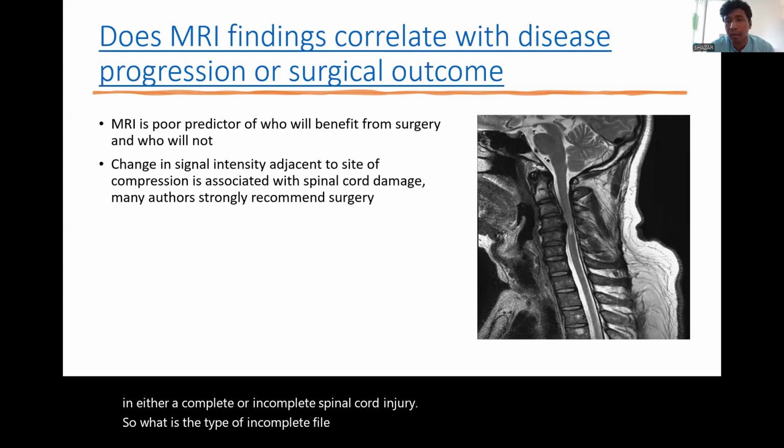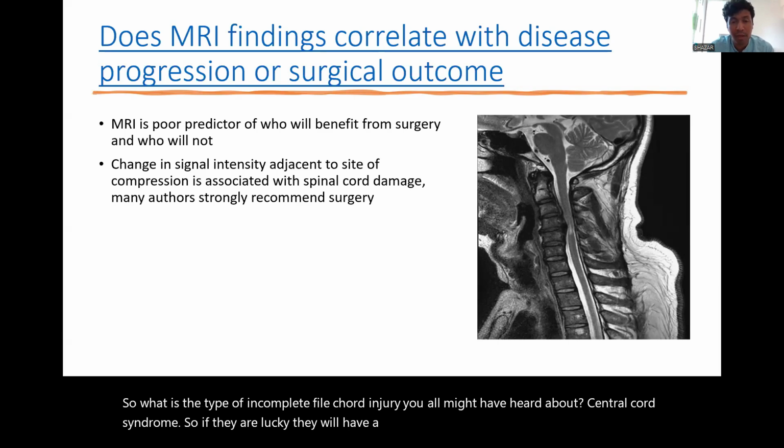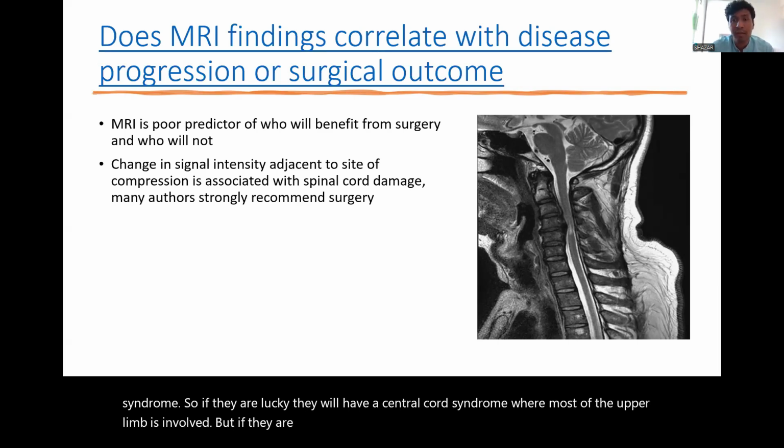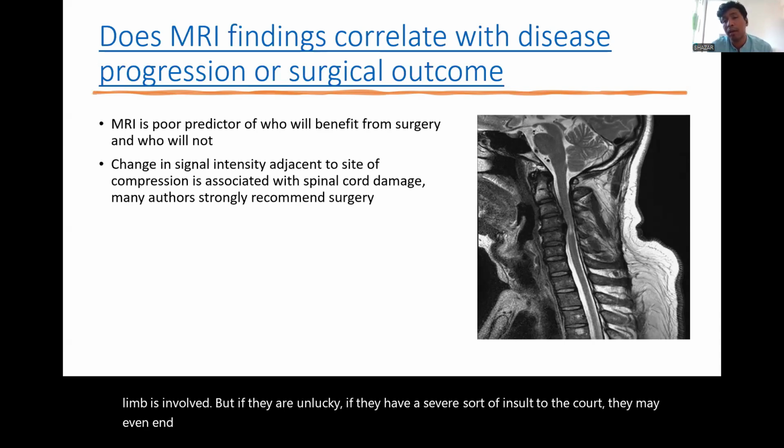You all might have heard about central cord syndrome. So if they are lucky, they will have a central cord syndrome where most of the upper limb is involved. But if they are unlucky, if they have a severe insult to the cord, they may even end up being quadriplegic. So this is why it's important to address people with myelopathy.